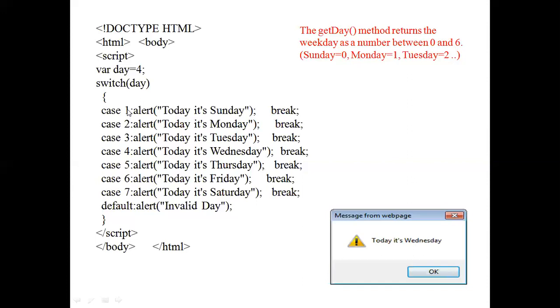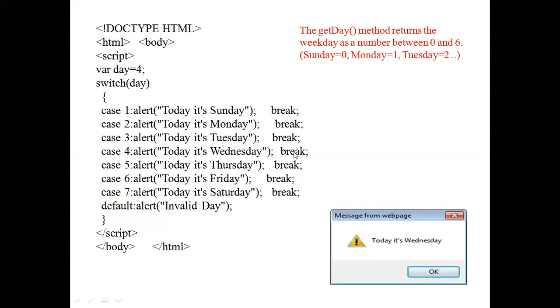Case 2. Now here I have given 4. So case 1 will not be executed, it will go to 2. Case 2, alert, Today is Monday. Case is not 2. Case 3, Today is Tuesday. Break. When it comes to 4, the day is matching here. It's matching with 4. So alert, Today is Wednesday. So here it will display the output, Today is Wednesday. When you say okay, it will be done.